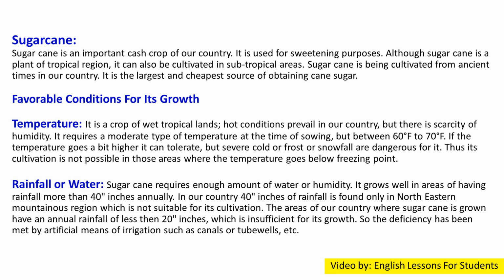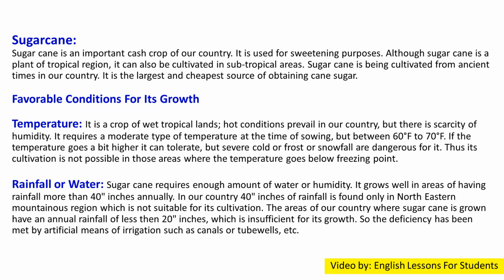Favorable conditions for its growth. Temperature. It is a crop of wet tropical lands. Hot conditions prevail in our country, but there is scarcity of humidity. It requires a moderate temperature at the time of sowing, between 60 Fahrenheit and 70 Fahrenheit. If the temperature goes a bit higher, it can tolerate that, but severe cold, frost or snowfall are dangerous for it. Thus, its cultivation is not possible in those areas where the temperature goes below freezing point.